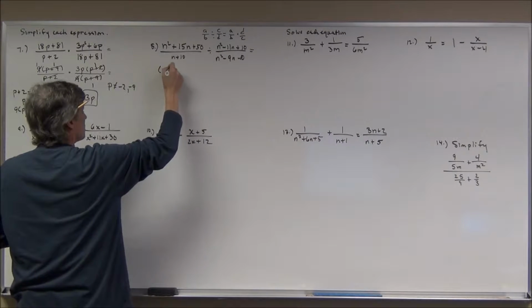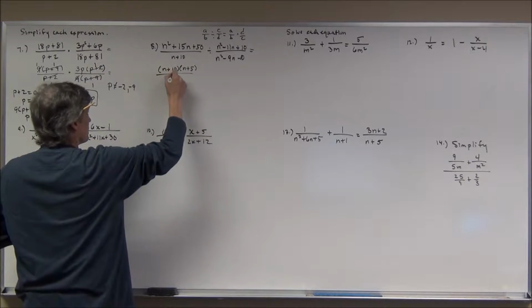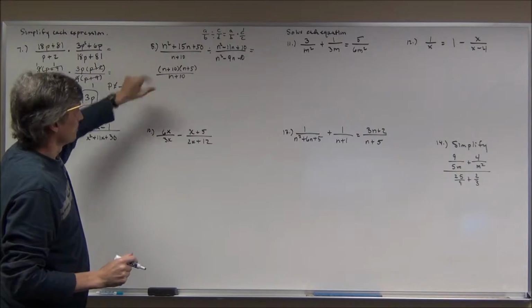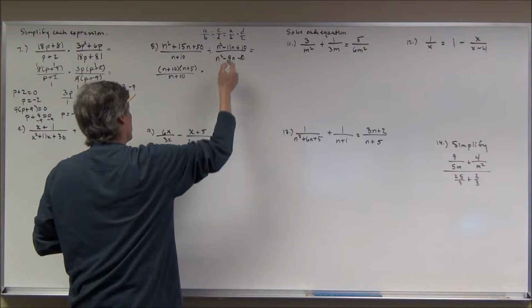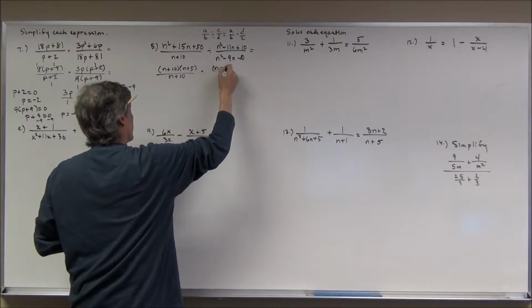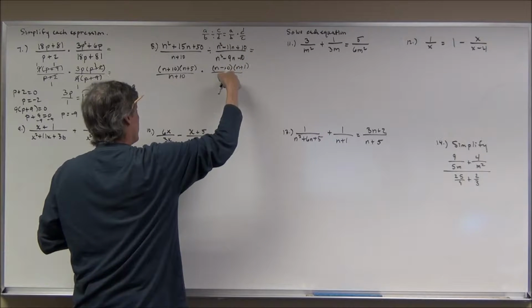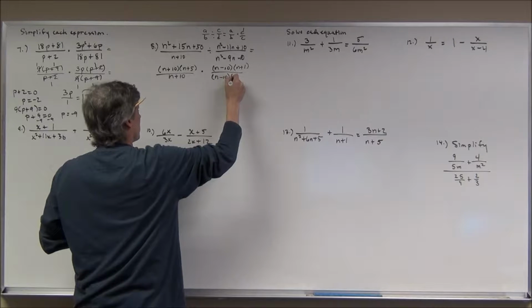This is n plus 10 times n plus 5. This is just n plus 10. It does not factor, but you can already see something might cancel here. Times, notice, remember, I'm going to invert and multiply times the reciprocal. So this is now the numerator, and that factors to n minus 10 times n plus 1. And this is now the denominator, and this factors into n minus 10 times n minus 1.